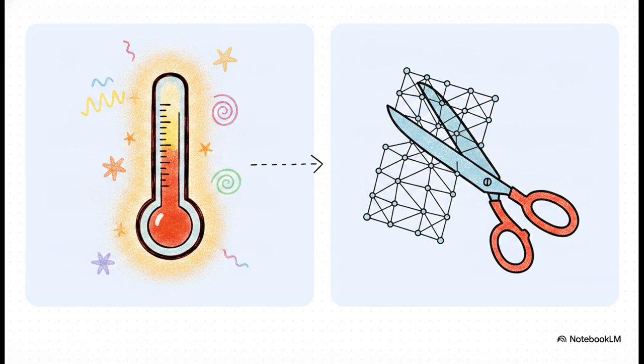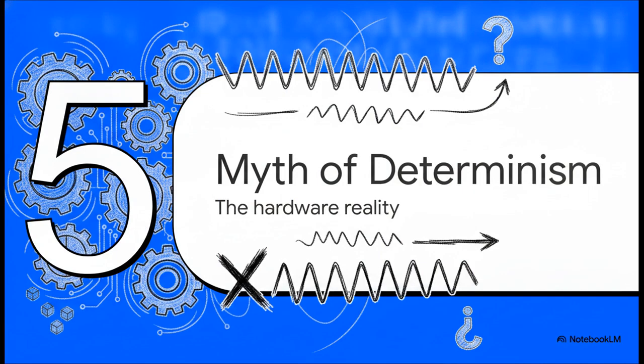Then, top P steps in. Top P simply truncates the candidate set after the probabilities are finalized. Basically, you use temperature to set the creative mood, and you use top P to put a safety net underneath it. All right, moving into our final stage, number 5, the myth of perfect determinism.